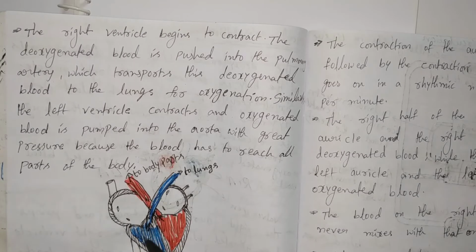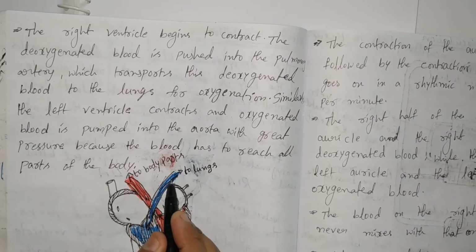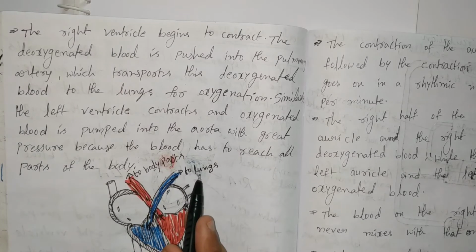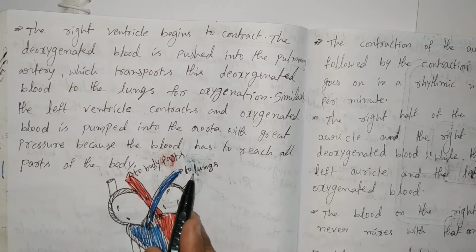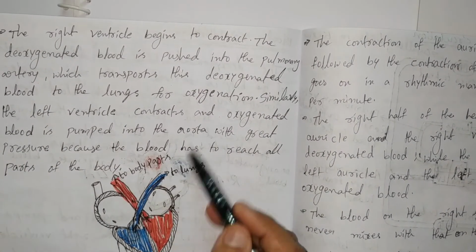So that's why the deoxygenated blood is moved to this pulmonary artery, to the lungs. What is the function of the lungs? It purifies the blood. So for purification it goes to the lungs.